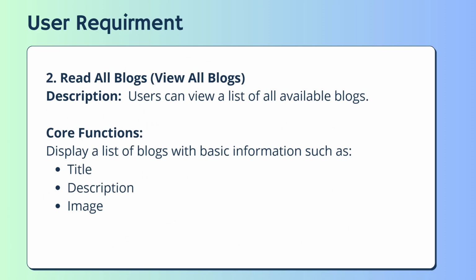Number 2: read all blogs, or view all blogs. Description: users can view a list of all available blogs. Core functions: display a list of blogs with basic information such as title, description, and image.